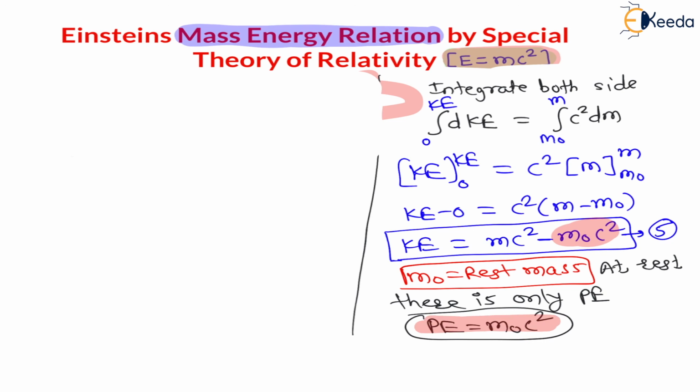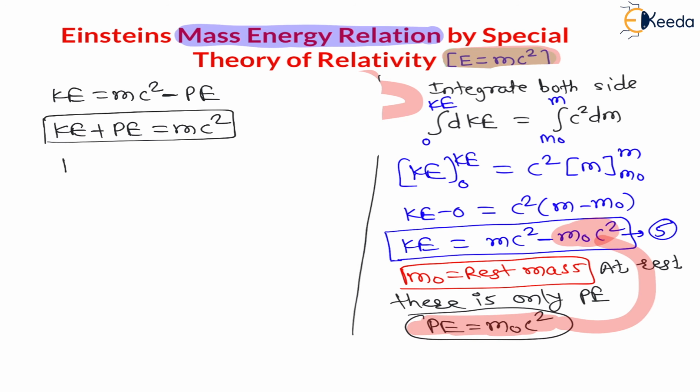So let us put this potential energy in equation number 5. So that's it, my dear students, we have derived the equation. Therefore, kinetic energy is equal to mc square minus potential energy. Let us take potential energy on the left side. Therefore, kinetic energy plus potential energy is equal to mc square.